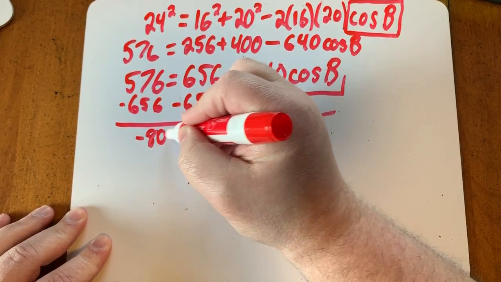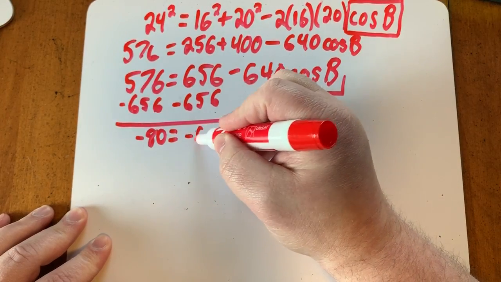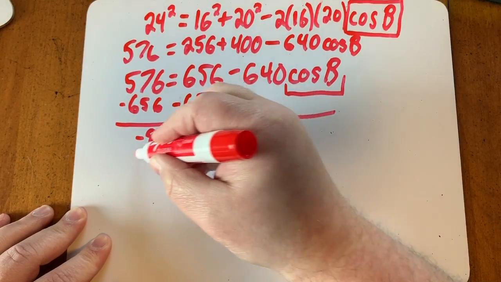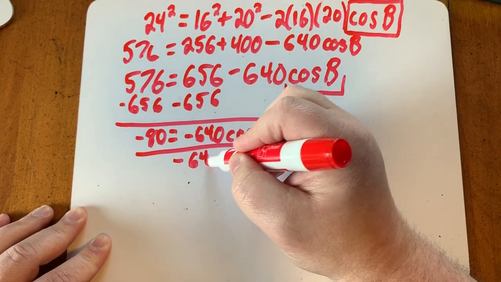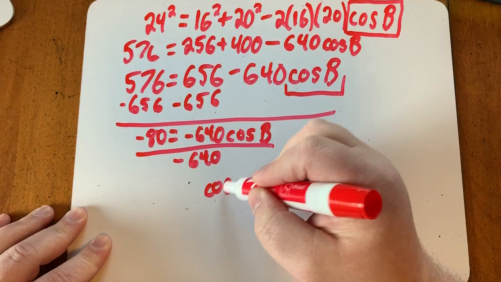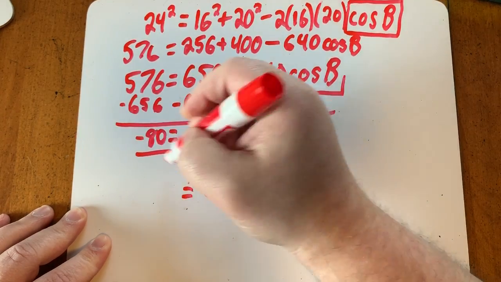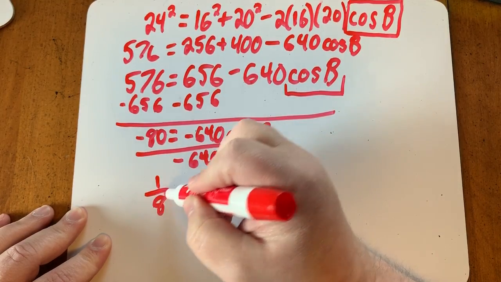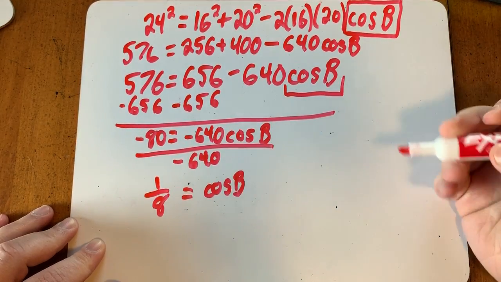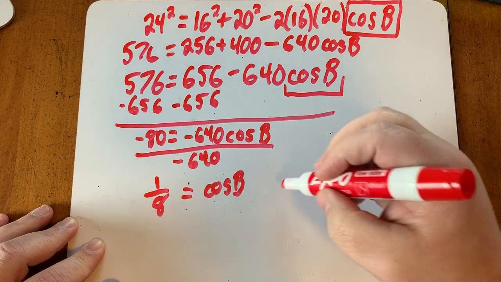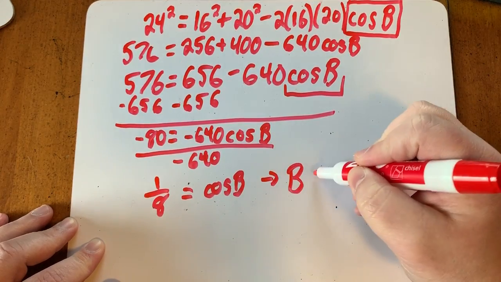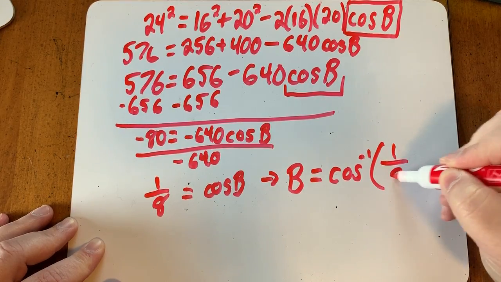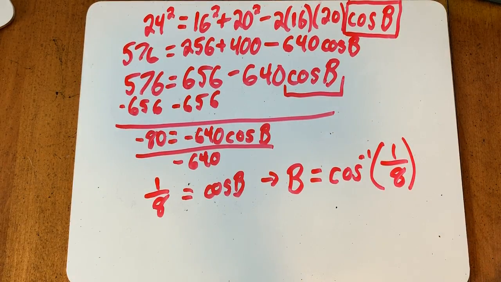So that's negative 80 equals negative 640 cosine of b. Divide by negative 640. And cosine of b equals negative divided by negative is positive. 8 over 64 is 1/8. So cosine of b equals 1/8. So that means angle B is cosine inverse of 1/8.